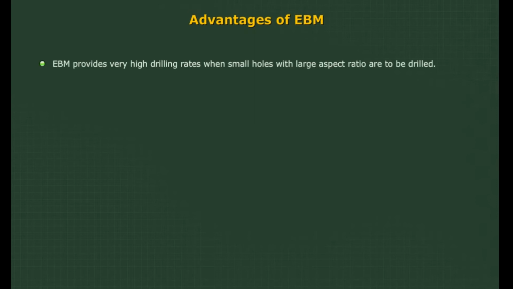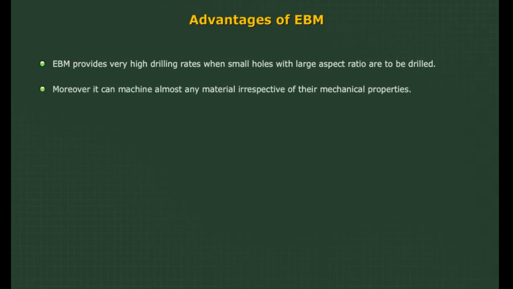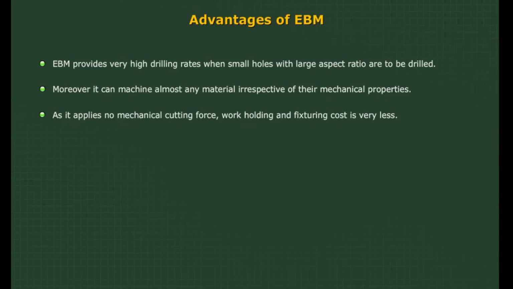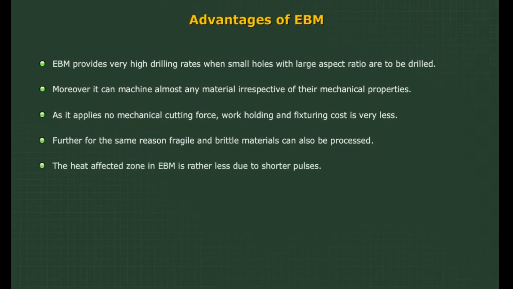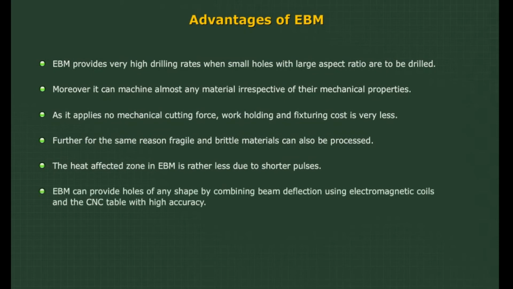Advantages of EBM. EBM provides very high drilling rates when small holes with large aspect ratio are to be drilled. Moreover, it can machine almost any material irrespective of the mechanical properties. As it applies no mechanical cutting force, work holding and fixturing cost is very less. Further, for the same reason, fragile and brittle materials can also be processed. The heat affected zone in EBM is rather less due to shorter pulses. EBM can provide holes of any shape by combining beam deflection using electromagnetic coils and the CNC table with high accuracy.